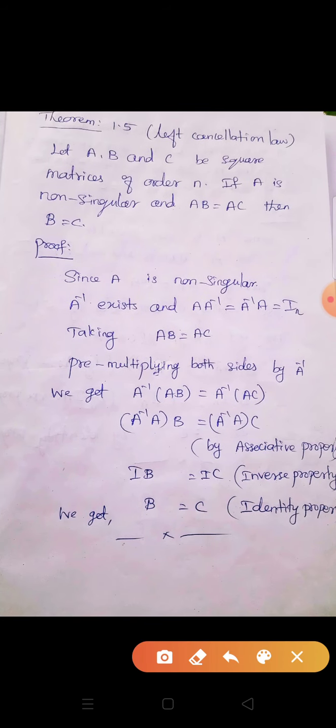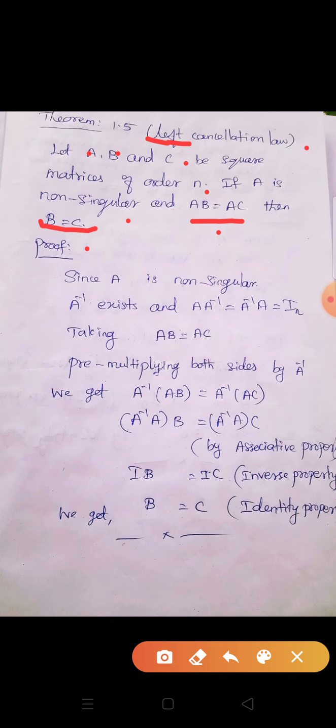Now we are going to the next theorem: the left cancellation law. Listen to the word left. Let A, B, C be square matrices of the same order n. If A is non-singular and AB is equal to AC, then B is equal to C. We take AB is equal to AC, then we are going to prove B is equal to C.